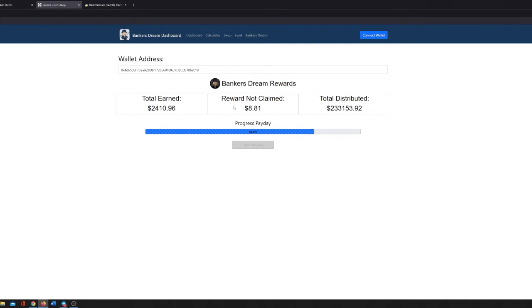So again, pretty nice to see it here. You see here rewards not claimed. If I right now wanted to really claim these rewards not claimed, I could simply connect the fund wallet to the dashboard and then I would be able to manually claim the rewards. But again, it's not needed at all. Don't do it. There's no rush for the rewards. They will drip in anyways.